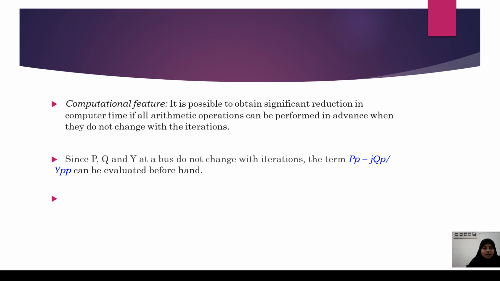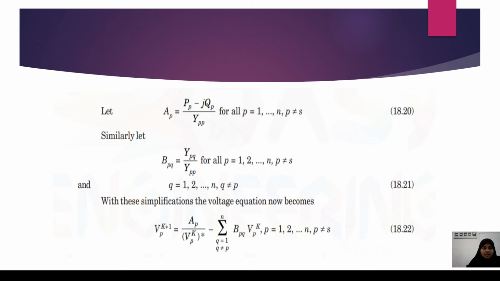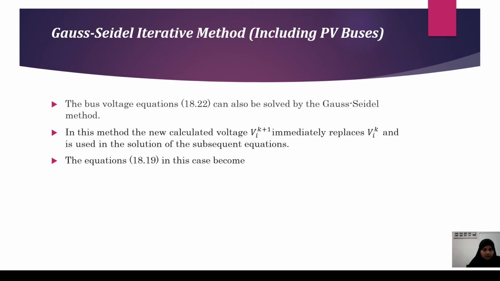So here it is possible to obtain significant reduction in computer time if all arithmetic operations can be performed in advance when they do not change with the iterations. AP value we have seen, AP is PP minus JQP by YPP, VPQ is YPQ by YPP, and VPK plus 1 we can write as AP by VPK conjugate minus summation Q is equal to 1 to n VPQ VPK. So we are solving by Gauss-Seidel method.